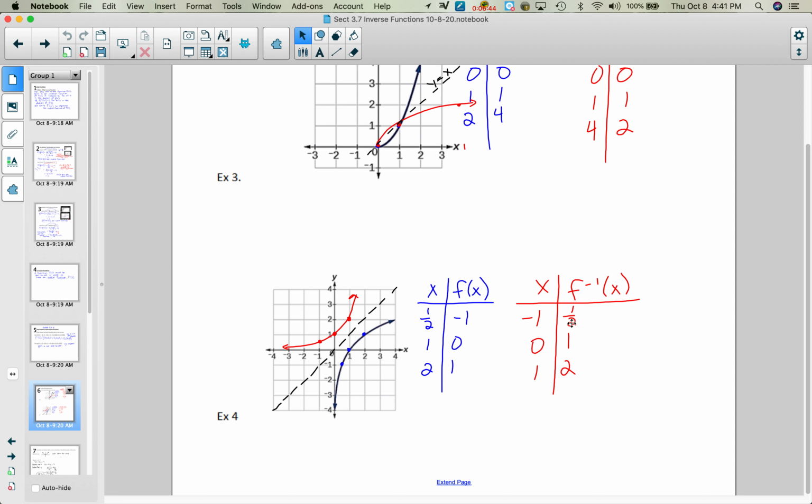Then I swapped x and y. I went ahead and put my dashed line for y equals x because it's easier to graph the inverse when you can compare it and think about it as reflecting across that line. So then I plotted the points and drew in my curve. What I have in red would be the inverse function. And the inverse is a function because the original was one-to-one. It passes the vertical line test and the horizontal line test.